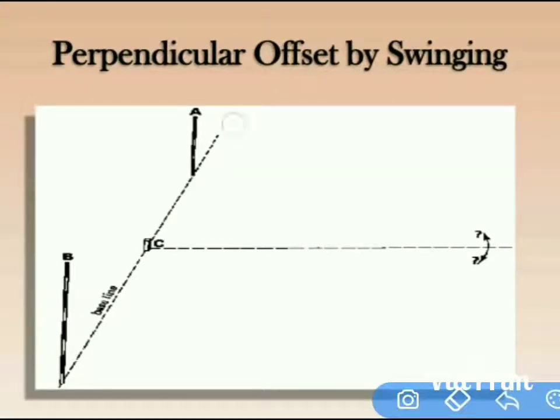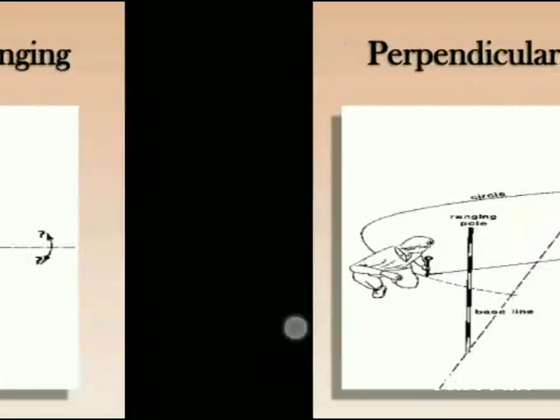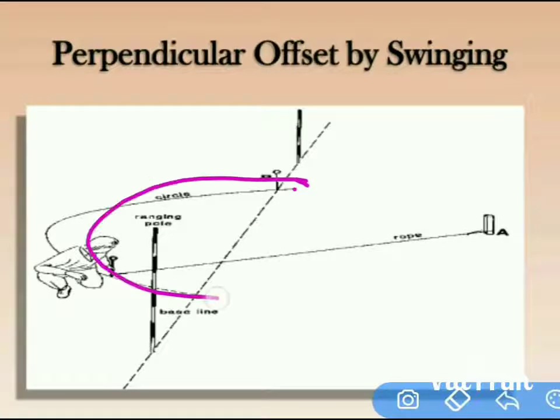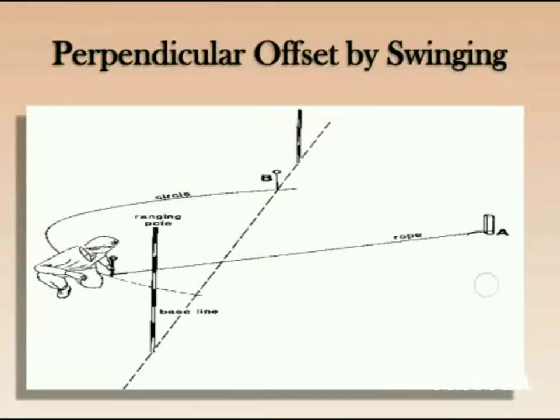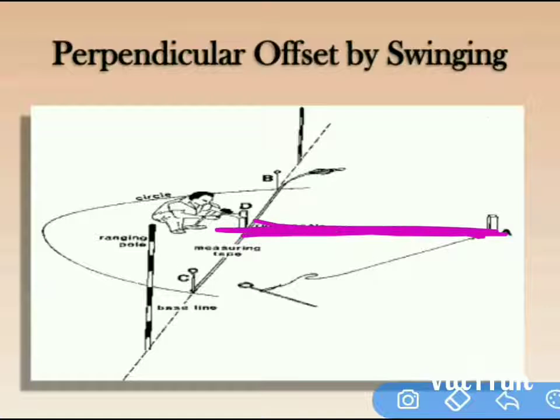Next, perpendicular offset like this, perpendicular to this one. Clear? By swinging, right? So here we are taking the offset, right? Clear?